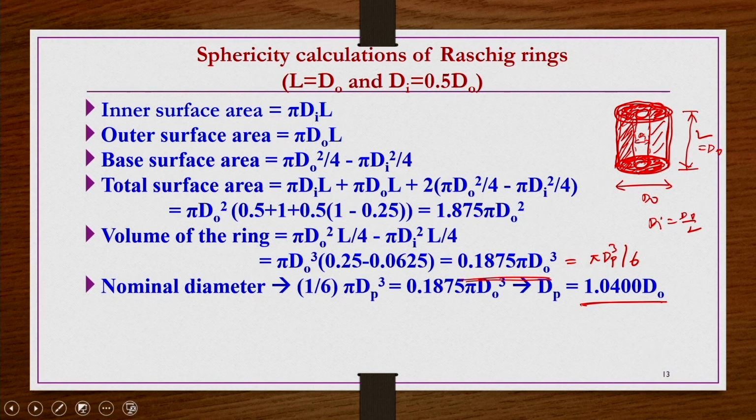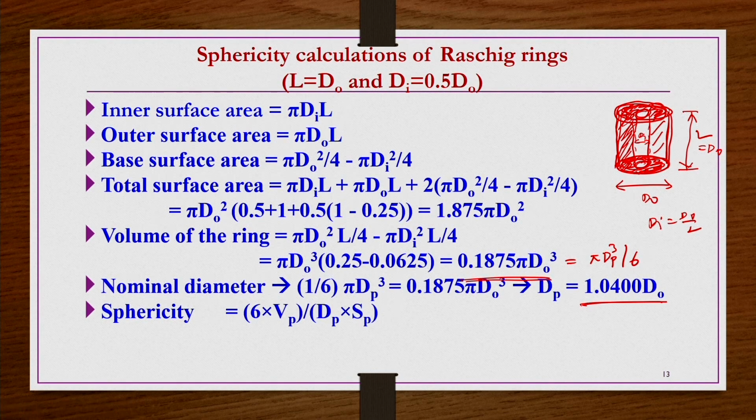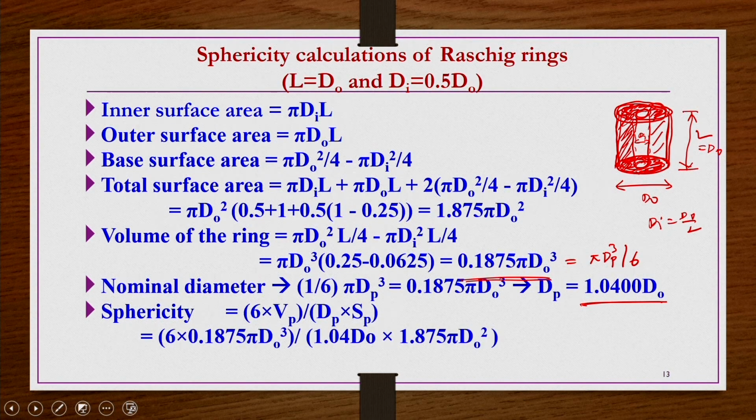Then sphericity is 6 Vp by dp Sp. When you substitute dp, Vp and Sp here and simplify, you get the sphericity of these Raschig rings as close to 0.577. So this is how we can take any shape of particle and calculate the nominal or equivalent diameter. In addition, we can also calculate the sphericity, which represents the shape of the particle.